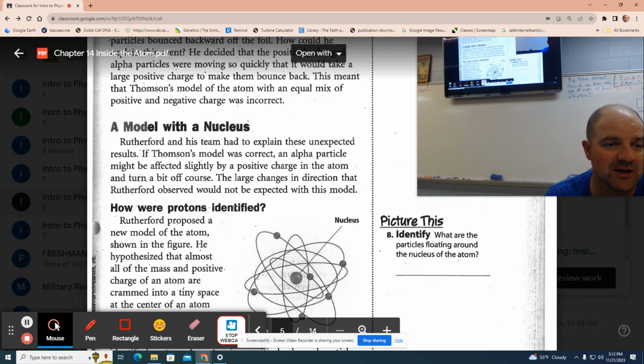How were protons identified? Let's see. Are we ready to get this one? Nope, not ready for this one yet.